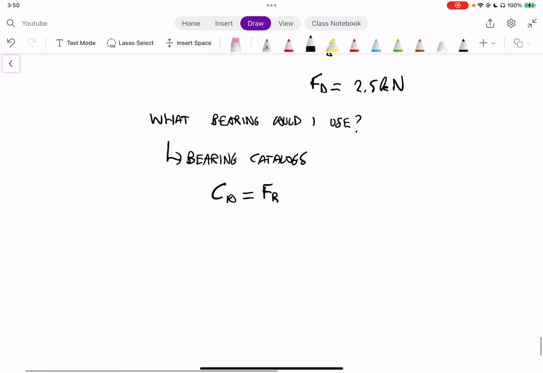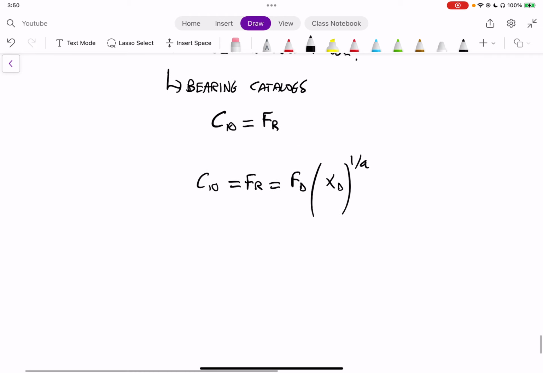So I would say, well, I need to find C10. I can find C10 through the fact that C10 is equal to FR, which is equal to FD times XD over to the power of 1 over A. Okay, and we know XD is just LD over LR. So let's calculate what LD over LR is first, and then we can go from there. So XD is equal to LD over LR.